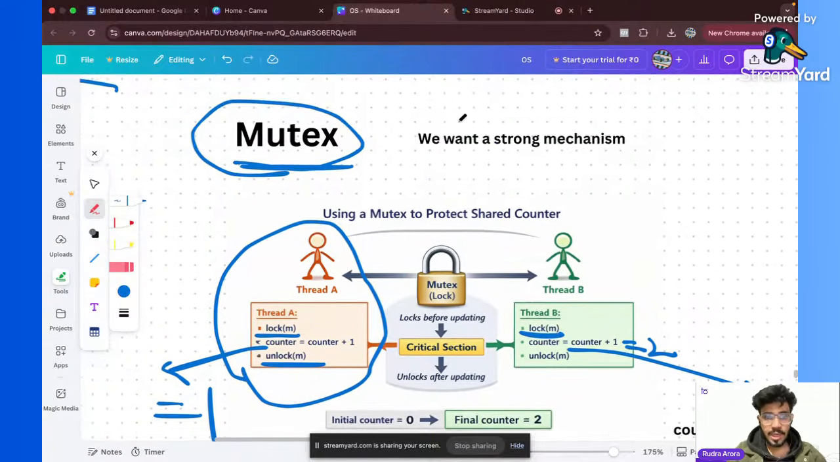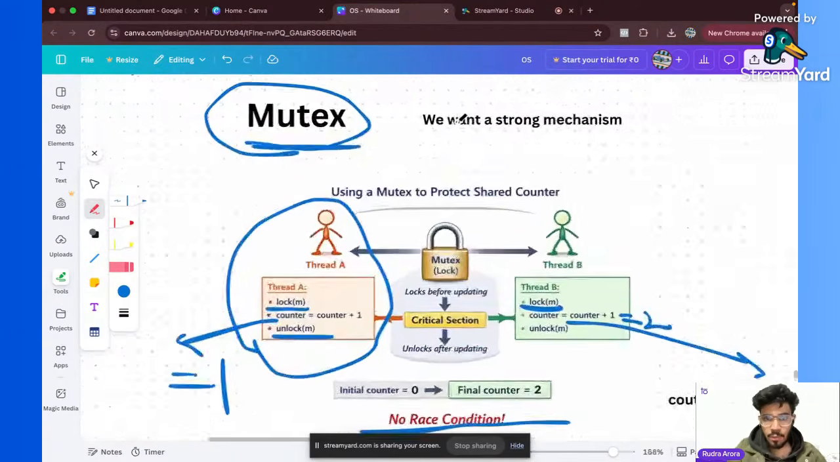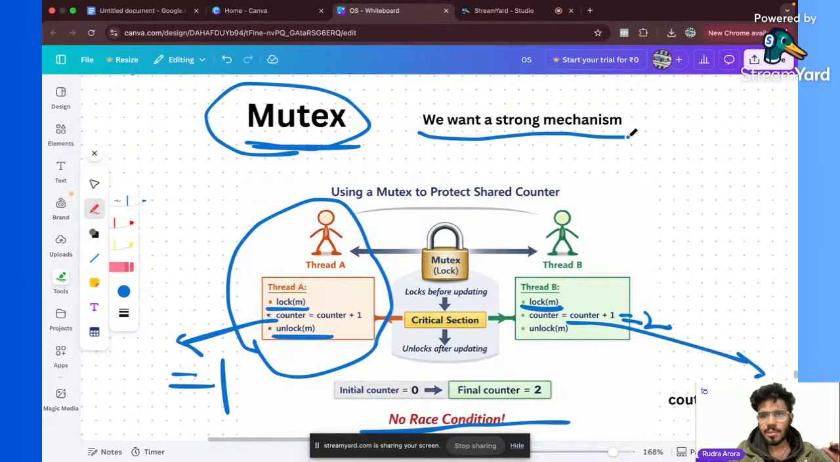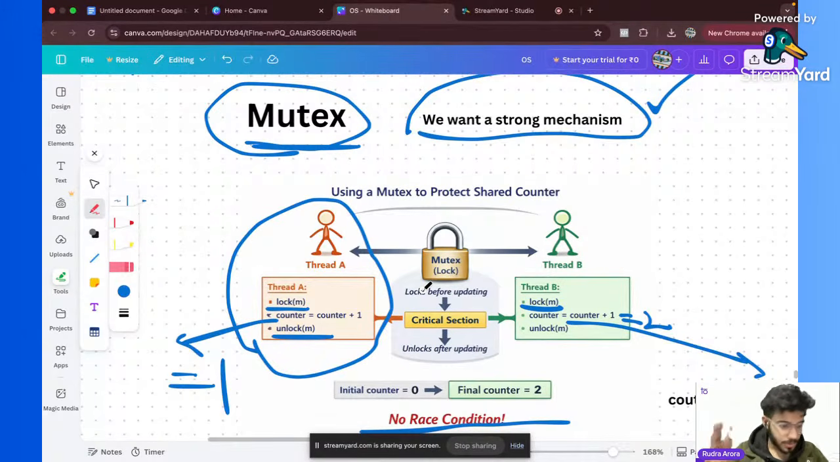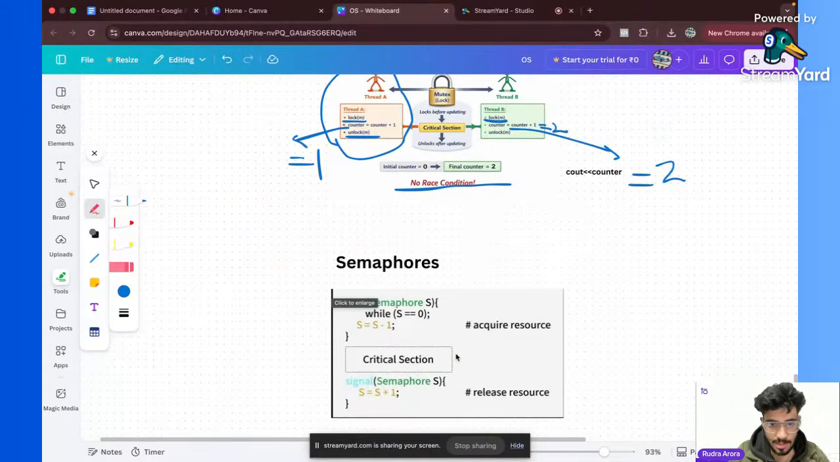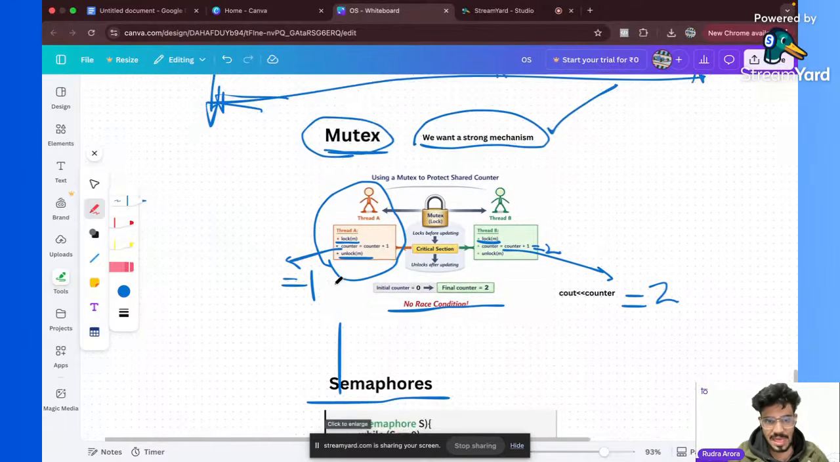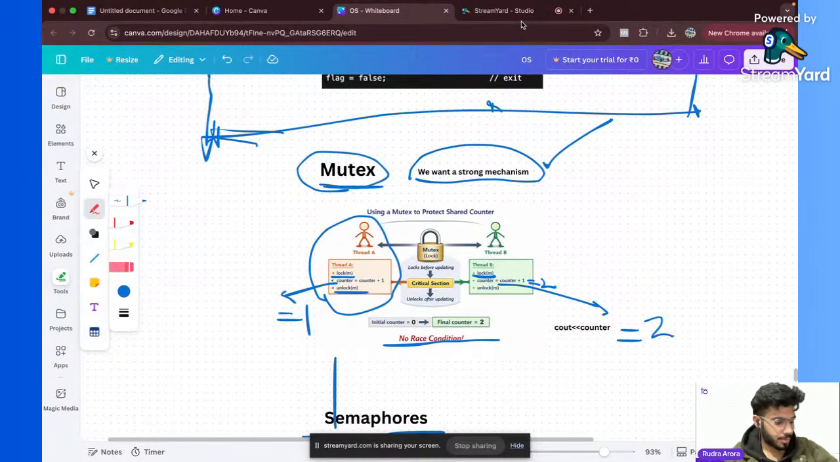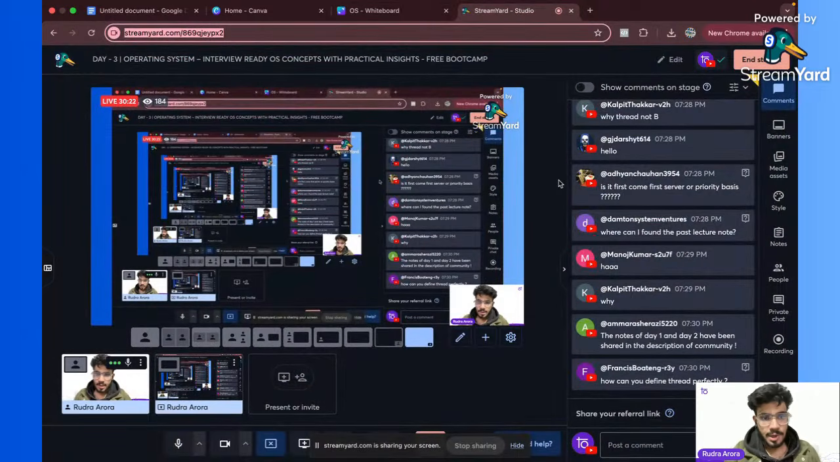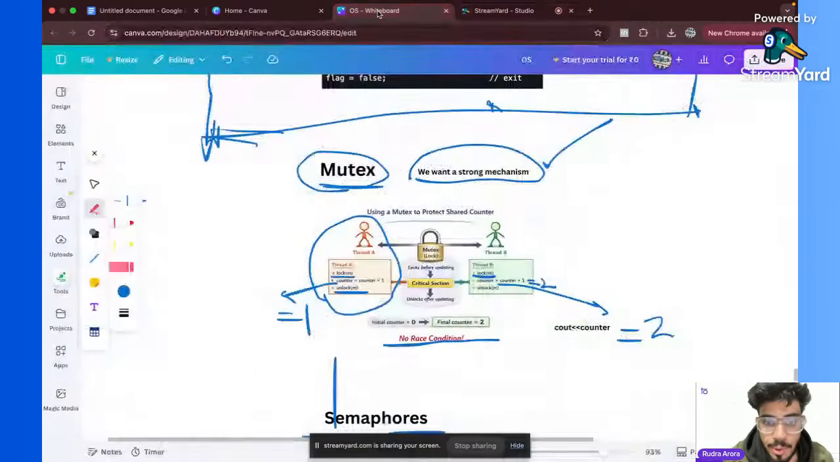So I think mutex would be clear. What was our first demand? We want a strong mechanism of locking. So this is achieved using mutex. What's our second need? Our second need is that it should work for 10 or 15 processes, not just for two processes. So we introduced semaphores. We'll look at the semaphores afterwards. But first tell me, is this mutex thing clear to you?